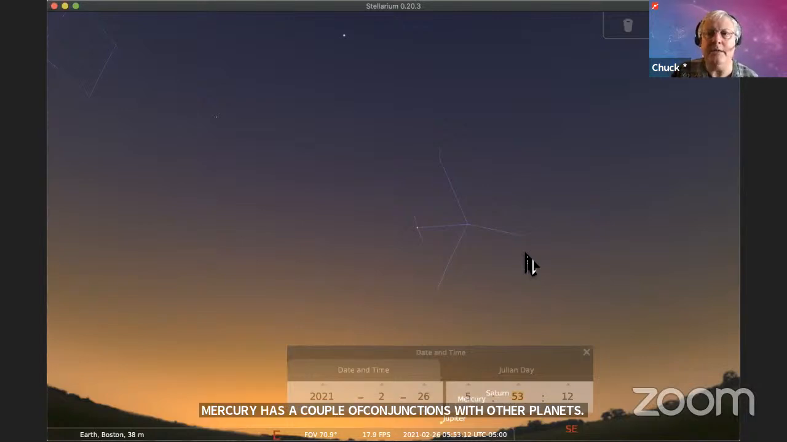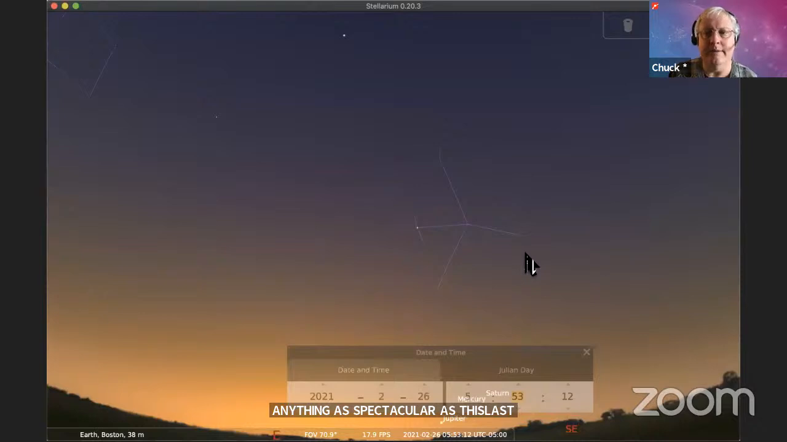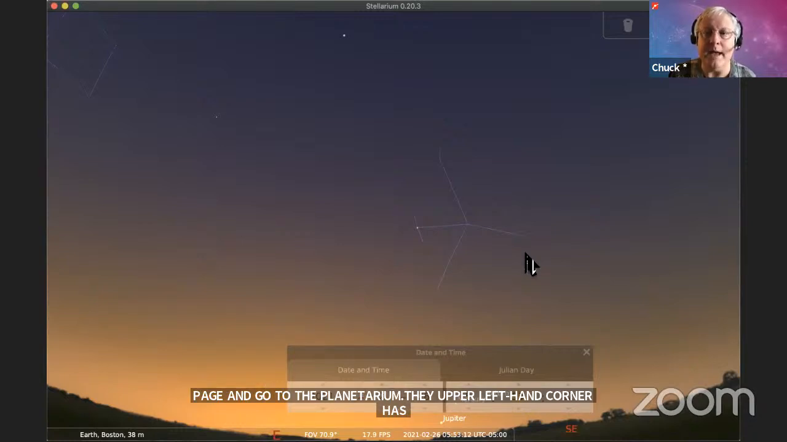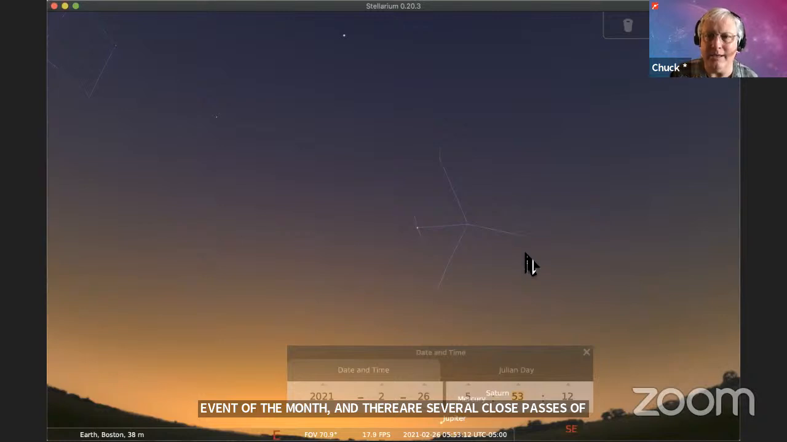Offhand, there isn't anything as spectacular as there was last year, but on MOS.org, if you go to the Explore section of the MOS.org page, click on Planetarium, the tile in the upper left-hand corner has the monthly sky chart. And you can keep tabs on every month. And every month we have a feature event of the month, and there are several close passes of planets during the course of the next year. This is just for various planets, but nothing really headline grabbing like the one we saw last December.